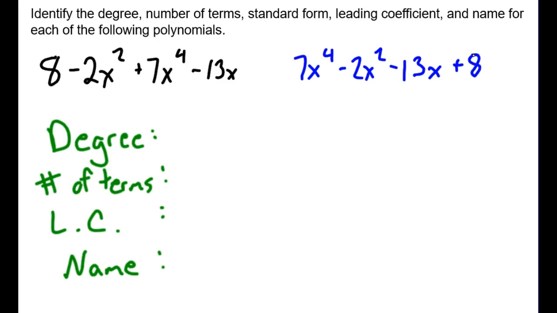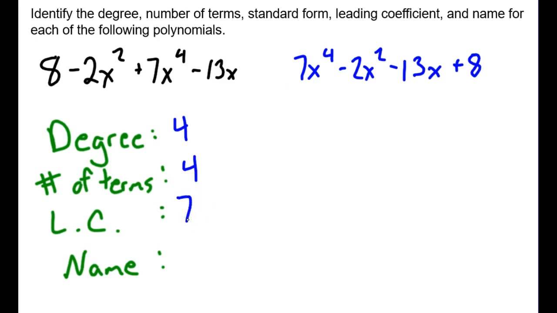Now we have it in descending order. It's in standard form. It's going to make it easier to identify the degree and the number of terms, leading coefficient, all that stuff. Now if we go back, the degree, the highest exponent is 4. The number of terms, there's 2 subtraction signs and 1 addition, which creates 4 separate terms. The leading coefficient, the number in front of our highest degree term, when it's in standard form, that will be our first coefficient, is 7.